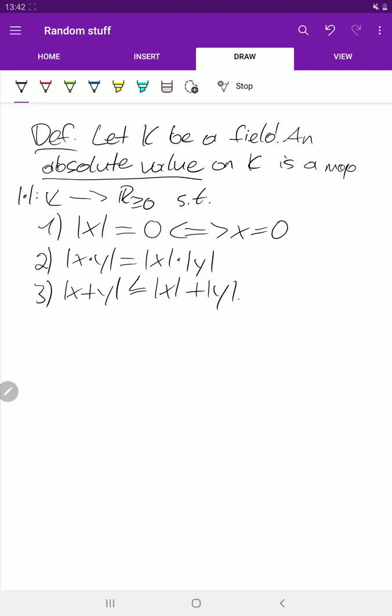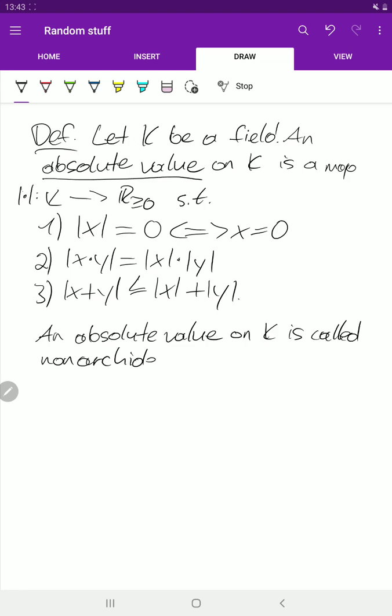Okay, that's the definition. And now we want a further condition, namely we call an absolute value on K nonarchimedean if there's a stronger triangle inequality, namely if the absolute value of x plus y is at most the maximum of the absolute value of x and y.